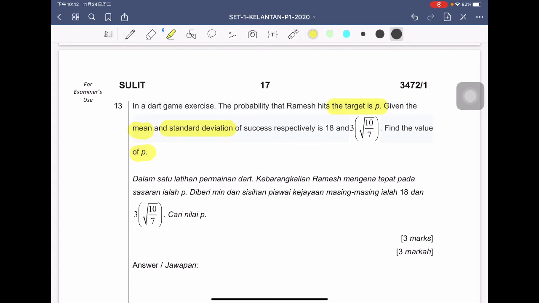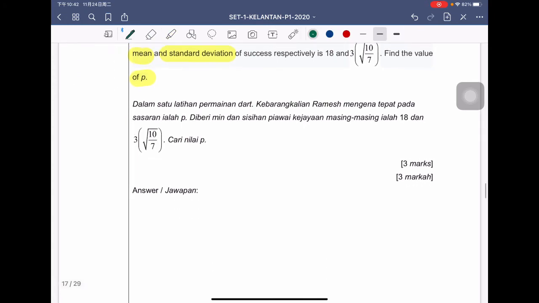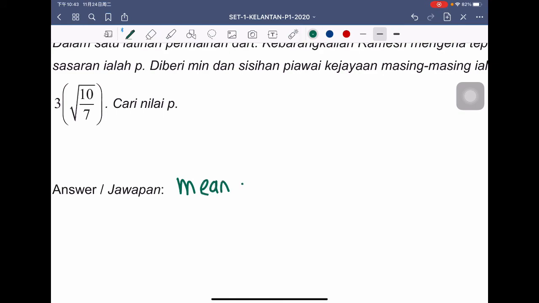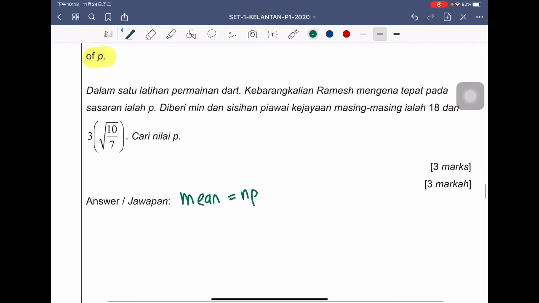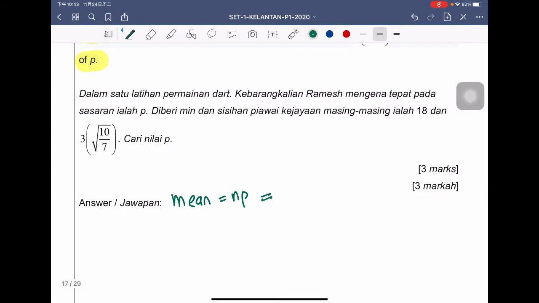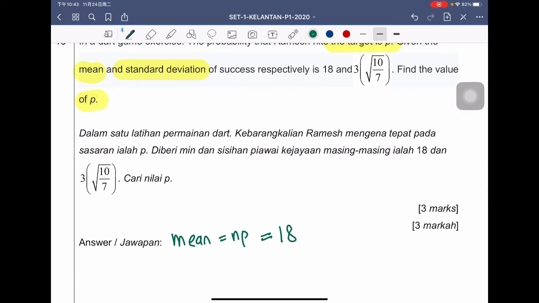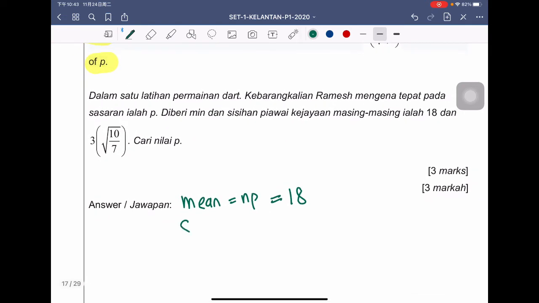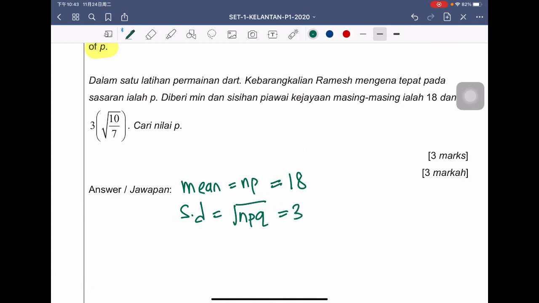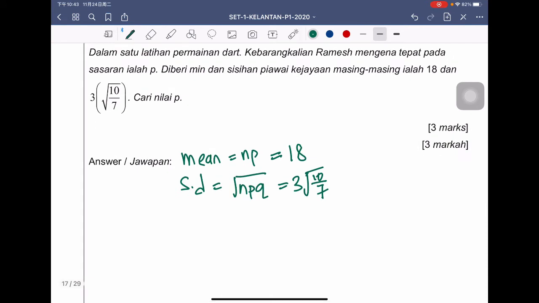So first, the question gives us the mean. Mean is also equal to NP, and the answer will be 18. However, for standard deviation, the formula we will use is square root of NPQ equals 3 square root of 10 over 7. Okay, so now let us find what is the value of P.